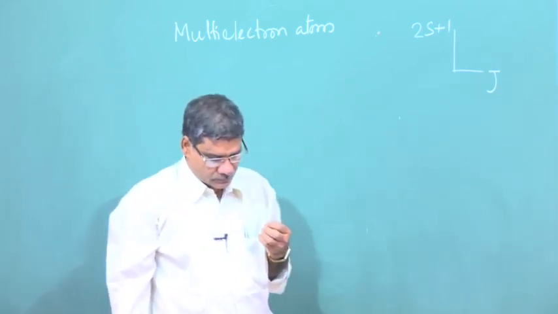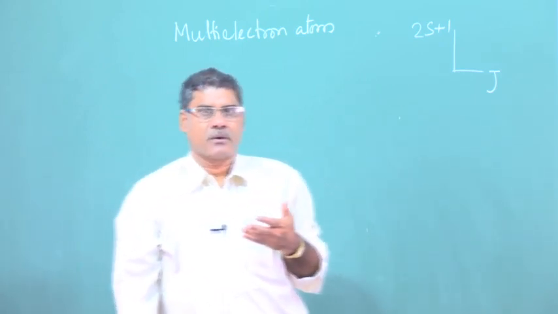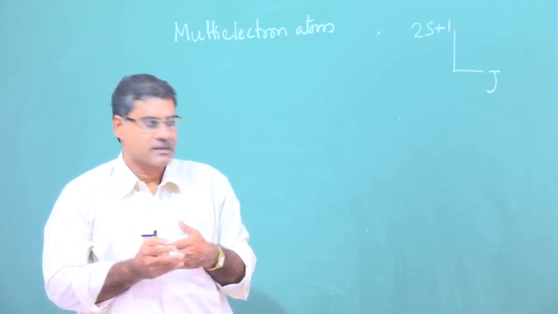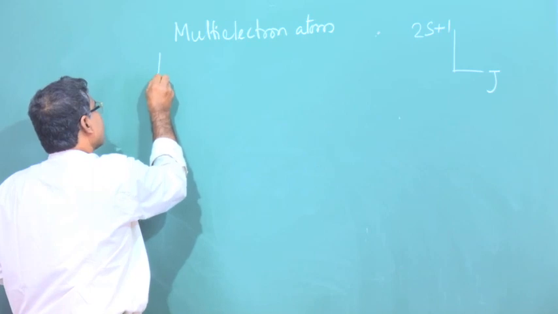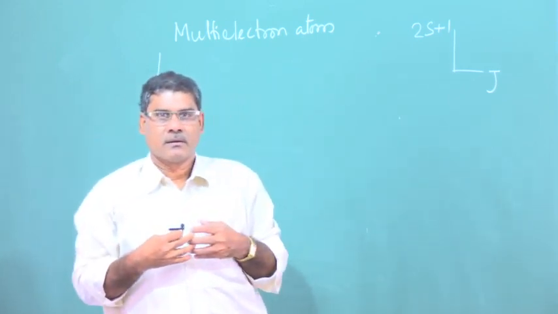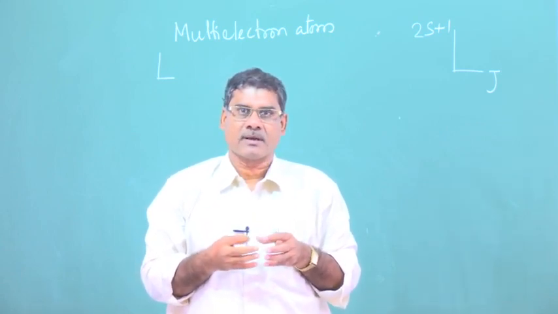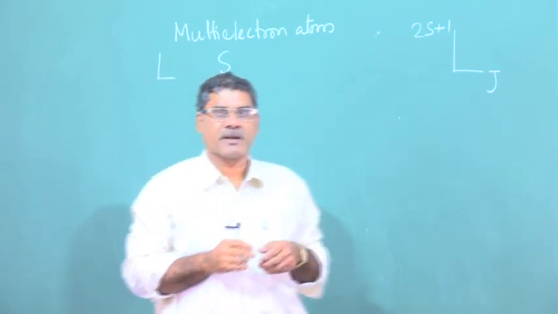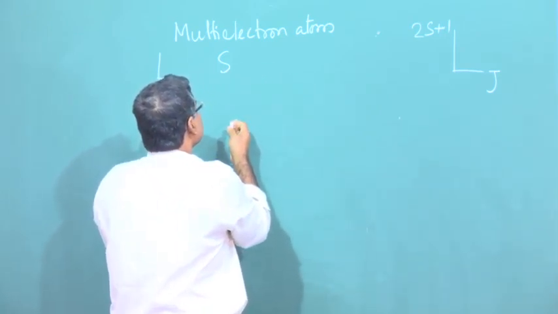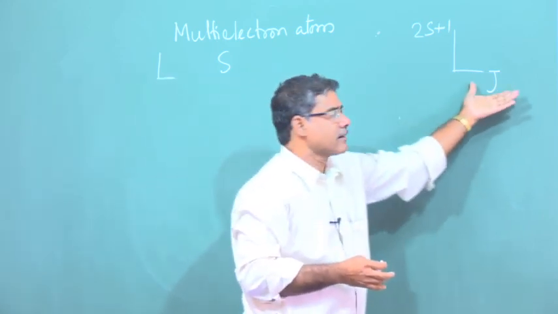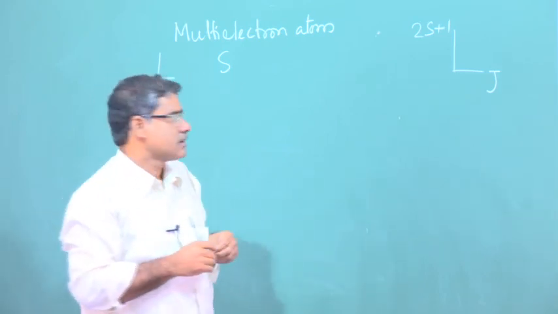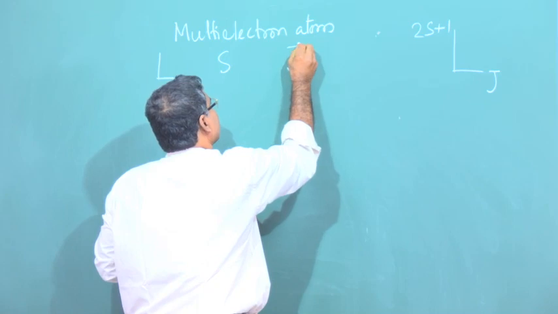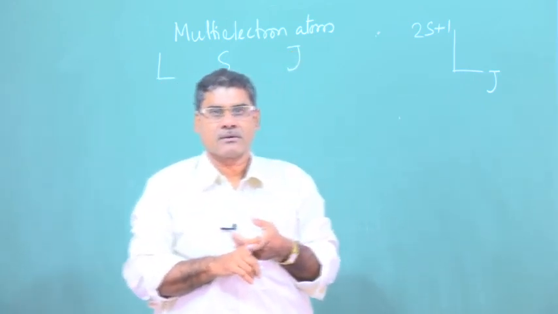Already we have discussed what will be the resultant orbital angular momentum; for a multi-electron system generally we write capital L. And what will be the resultant spin angular momentum, that for a multi-electron atom we write by capital S. And then what will be the resultant J, means from L and S, due to LS coupling we get J. J we also get from the JJ coupling, as I mentioned earlier.